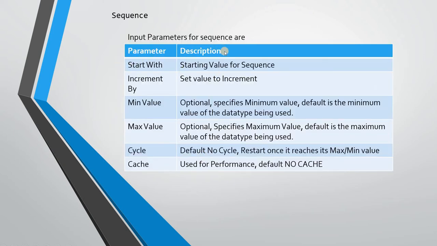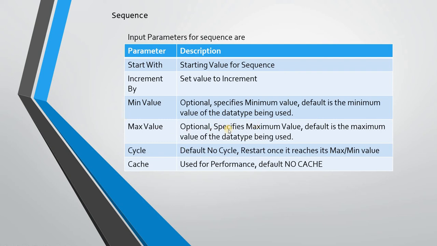So the input parameters of the sequence are START WITH, the starting value of the sequence, so you can specify the starting value. INCREMENT BY, so you can specify with what value you need to increment, that is by 1, by 2, by 3, by 4 and so on. Minimum value is optional. If you specify it, that's okay. If you don't, then the default is the minimum value of the data type being used. For example, for a tiny integer the minimum value is 0. Similarly, for small integer, it is -32768.